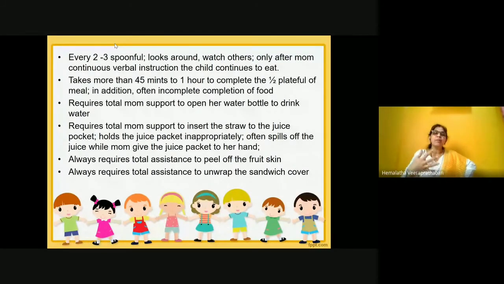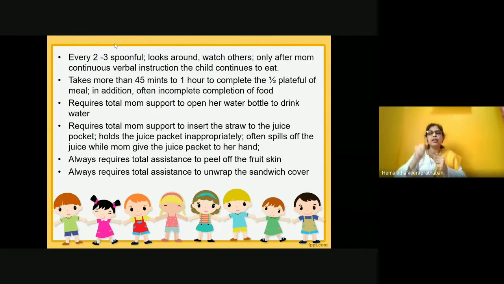She takes more than 45 minutes to 1 hour to complete half a plate of meal, and most of the time she has incomplete completion of food. She requires total support from her mom to open the bottle while drinking water. She requires total support to insert the straw in the juice packet. She holds the juice packet very inappropriately, which shows she has a lot of excessive spilling.